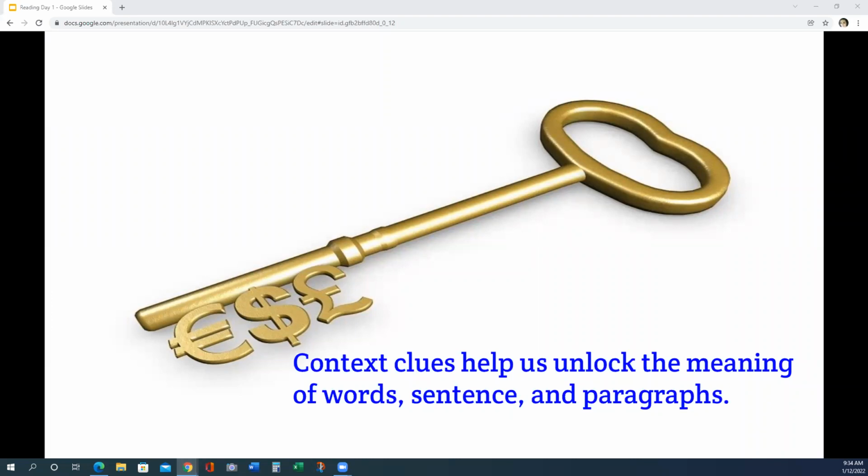Okay, let's see. Context clues, which is all of what we've been talking about, all these different scenarios, whether it be cause and effect or inference or things like that. Those are context clues. Context clues help us unlock the meaning of words, sentences, or paragraphs.